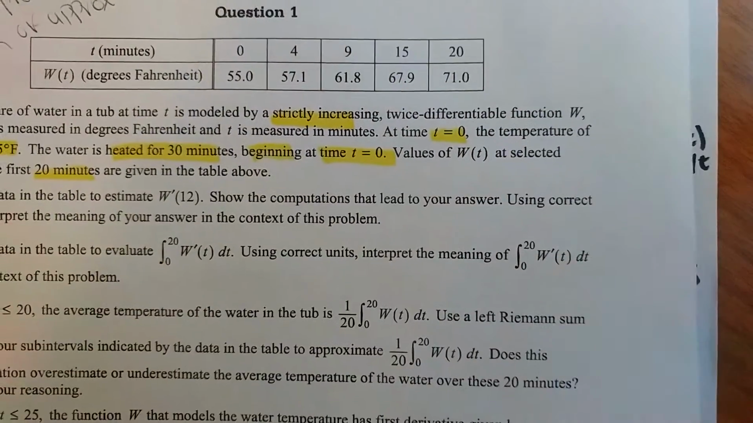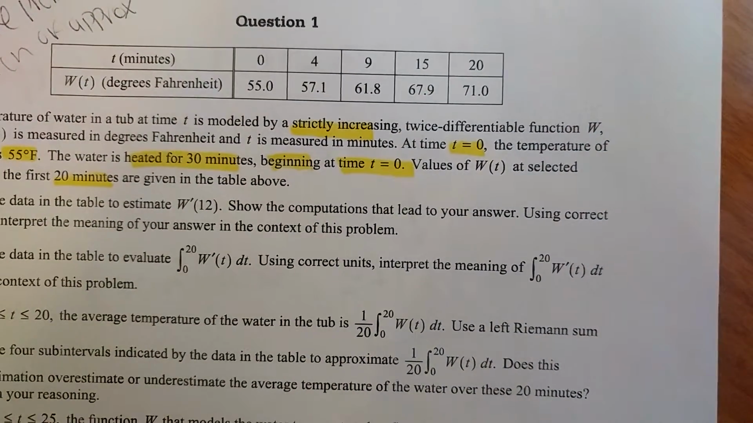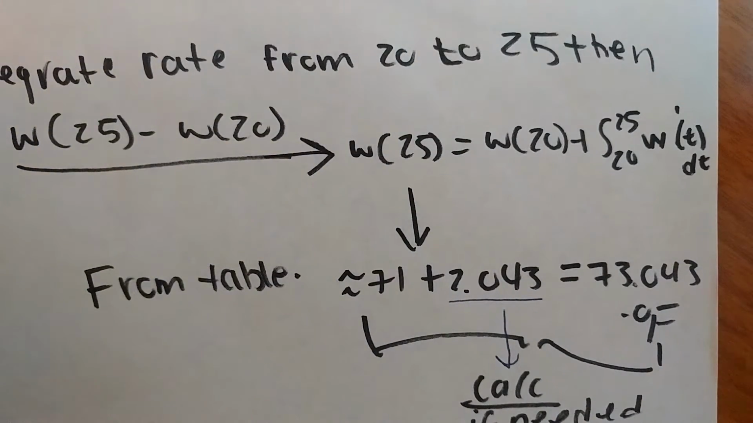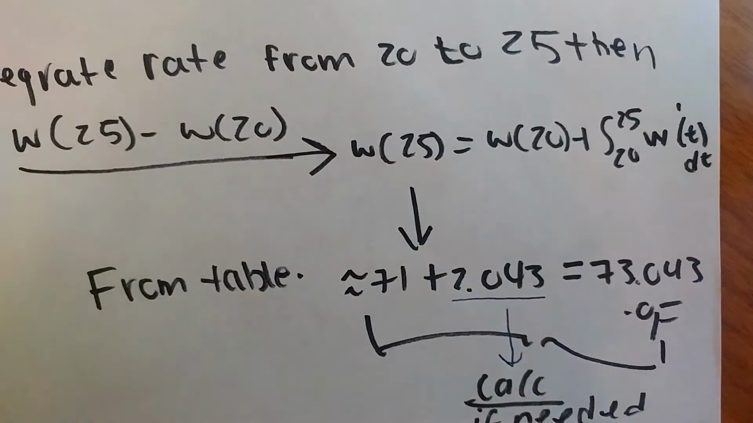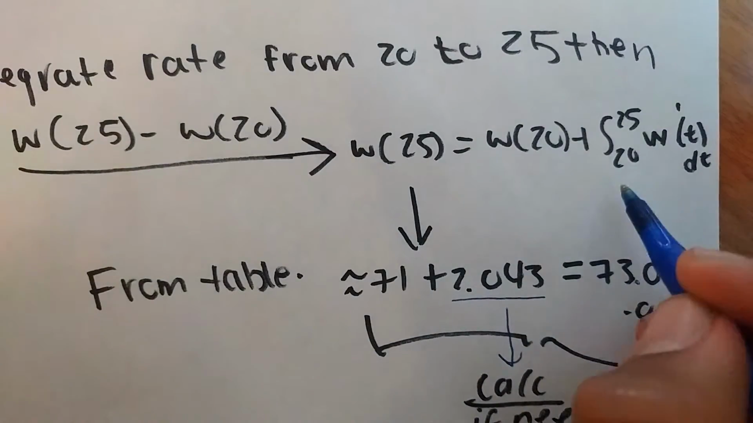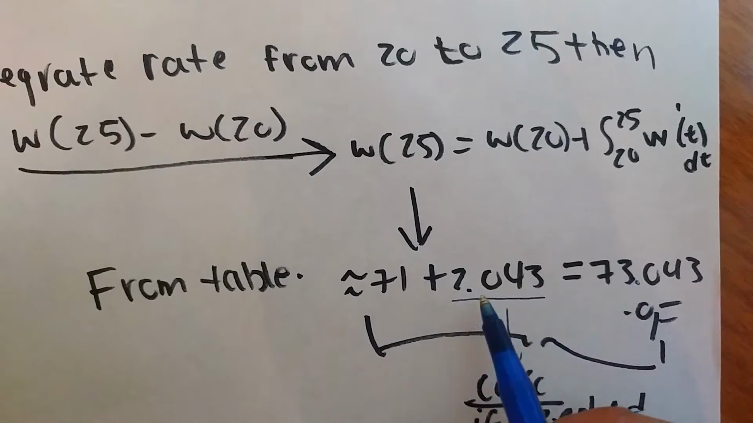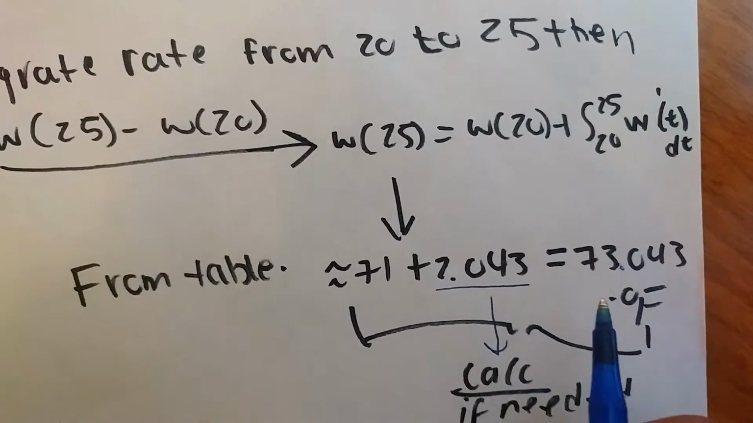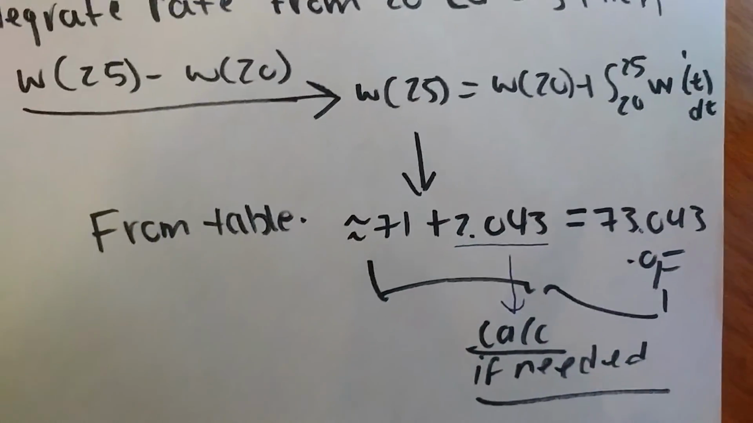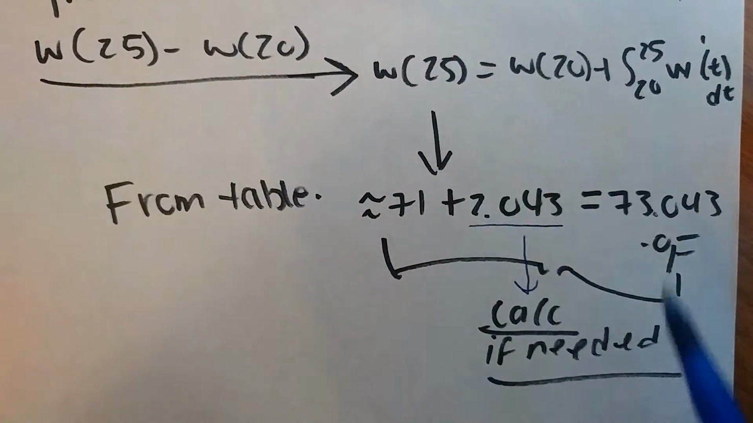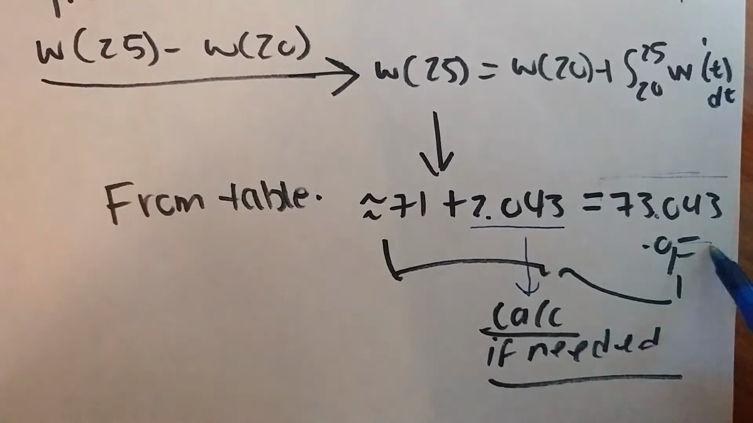Sorry, I mean W of 20 is 71, not W of 25. You can see from the table, 20 is 71. So this is approximately 71 plus, I get 2.043 using the calculator. I just plug in this integral, and this is the number you get out, 2.043. And that equals 73.043, and don't forget the units, degrees Fahrenheit. That is your final answer for part D, and that's all for this problem.